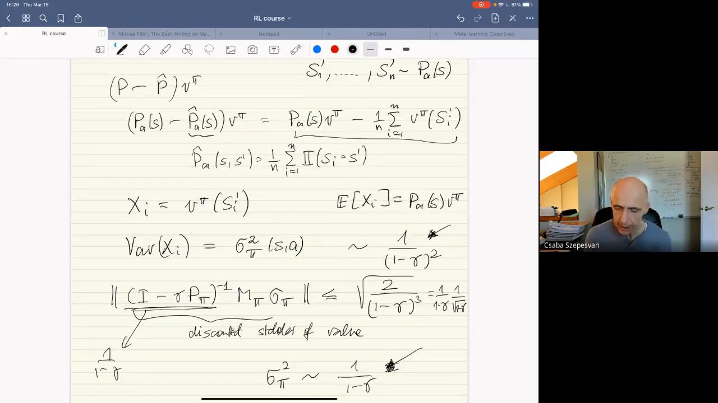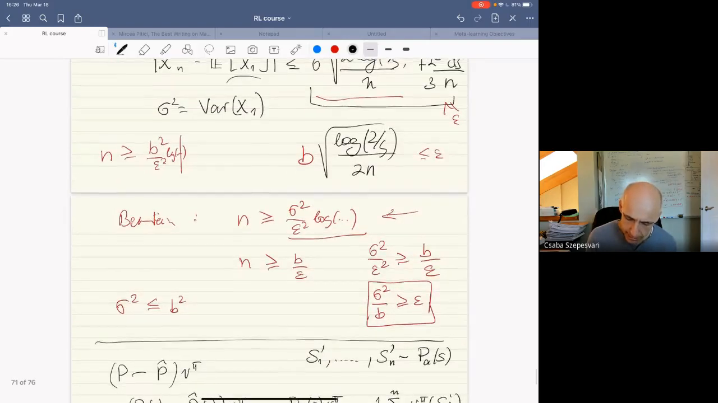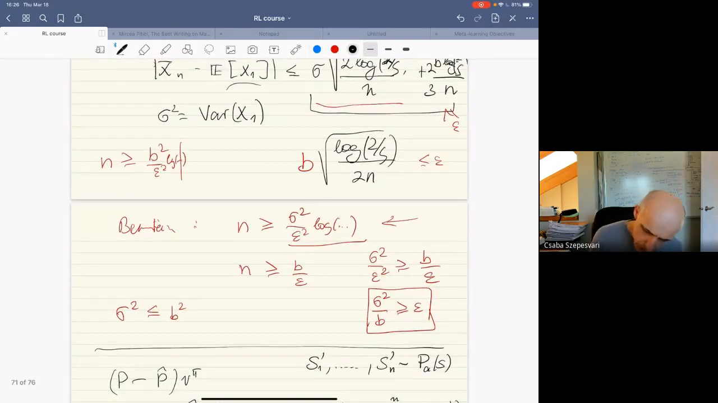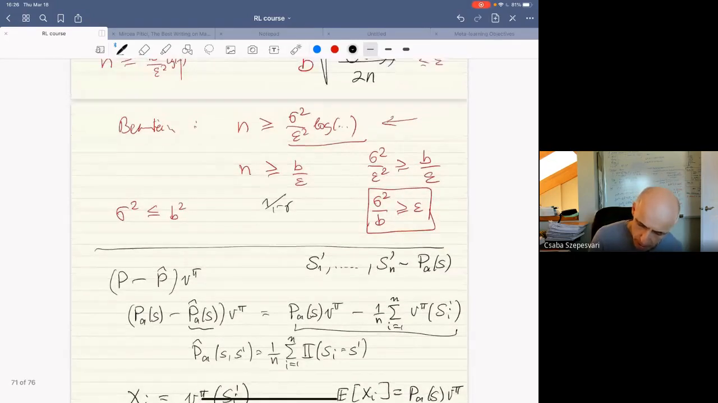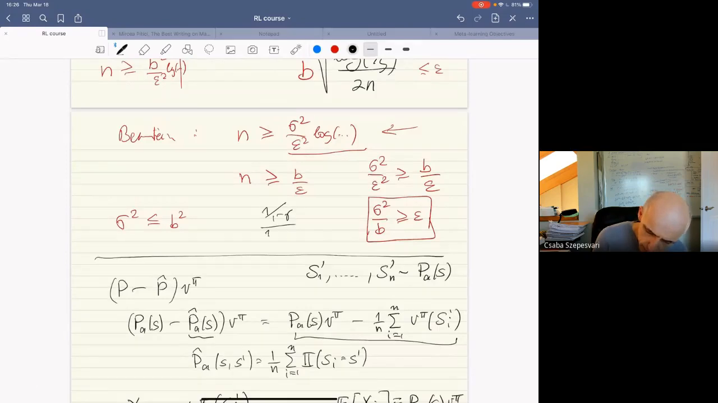And then putting everything together, our sigma squared, I said, is going to be 1/(1 − γ). And the B is 1/(1 − γ). So here, the precision doesn't have to be too small. For a precision up to 1, we would be fine. So for epsilon smaller than 1, we are good.